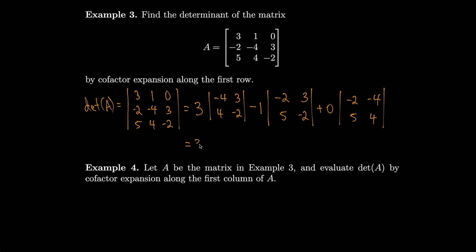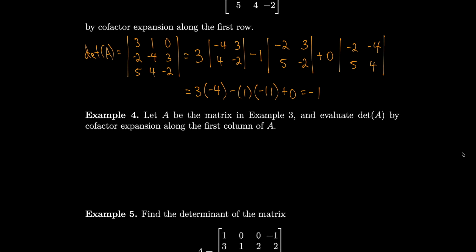But I'll get 3 times minus 4, because when you take minus 4 times 2 and you subtract 4 times 3, you get minus 4. Minus 1 times this determinant will be this times this, minus this times this, minus 11, plus 0. It doesn't even matter what this determinant is. And we get minus 1. So that's the determinant of this 3 by 3 matrix. We computed it just using 2 by 2 determinants.